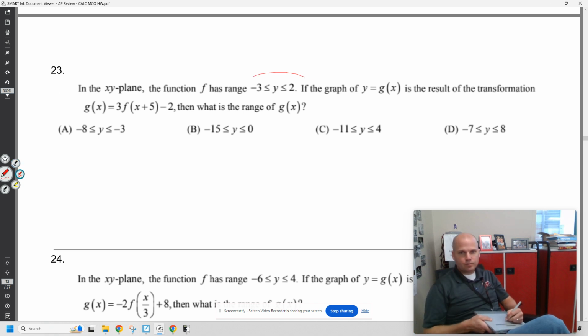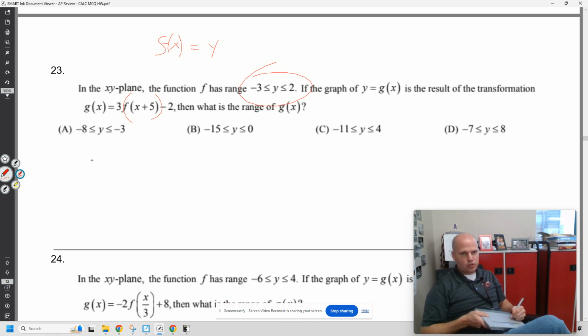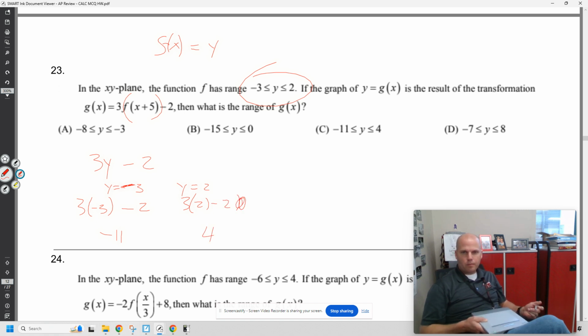Range, y's. Taking our function values, what do we do to them? Our function values are coming from f of whatever that x plus 5 is. Those are our y's. We are then going to multiply our y's by 3 and then subtract 2. So I'll take -3 multiplied by 3, subtract 2, -11. I'll take 2 and take 3 times 2, subtract 2, and I get 4.